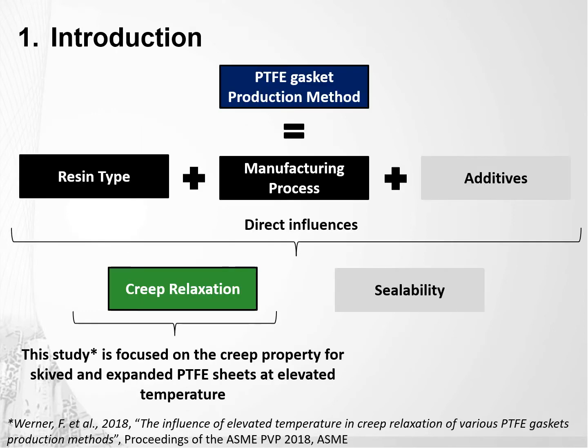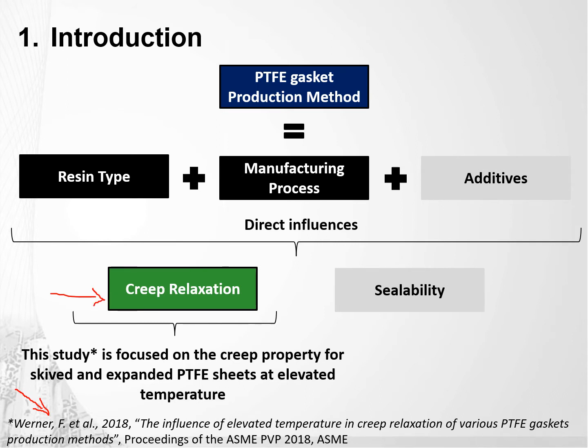This study is a summary of an ASME PVP paper we published in 2018. The details of the paper can be seen here at the bottom in case anybody wants to get more details. There are multiple ways of producing PTFE gaskets. In a very short and simplified manner, you have your inputs: resin, process, additives. That will lead to a product, and this product's performance is directly influenced by your inputs. And there are multiple properties that can be evaluated, such as sealability, mechanical resistance, creep, etc. For this study, we chose creep for being such a critical property for PTFE.